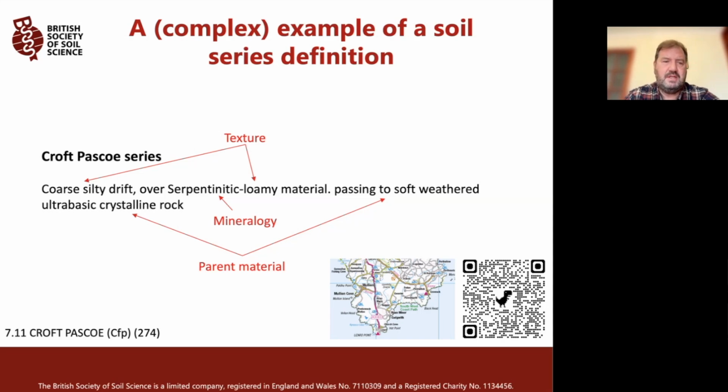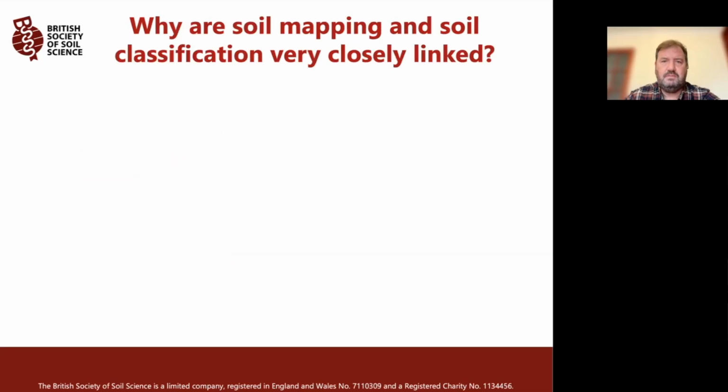But it's described as a coarse silty drift over serpentinitic loamy material with soft weathered ultra basic. So in that sentence, we have the information about the parent material, the mineralogy and the texture. So the description of the soil types in our books and in the LandIS system will give you that information.